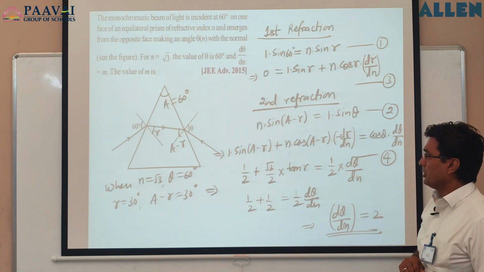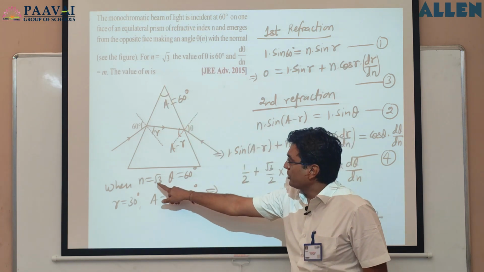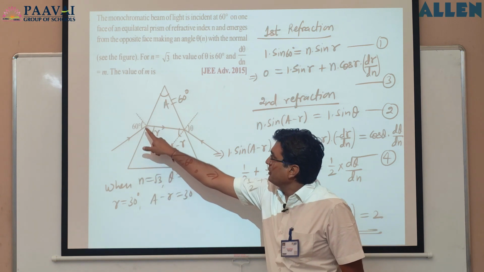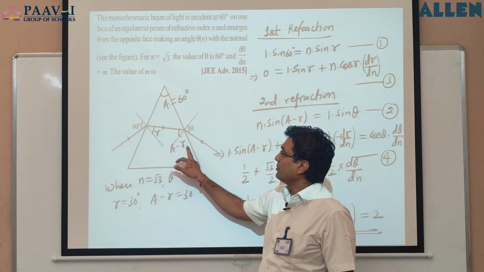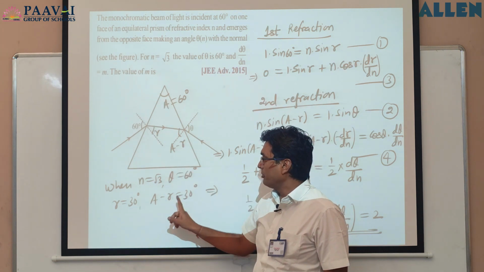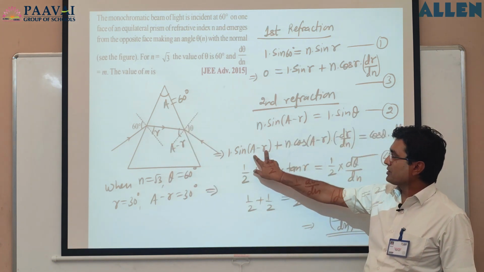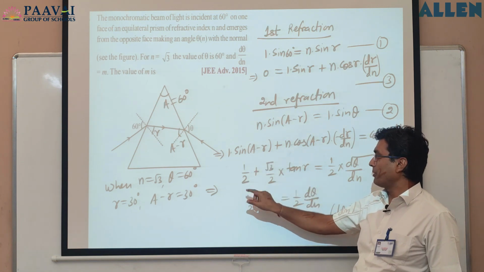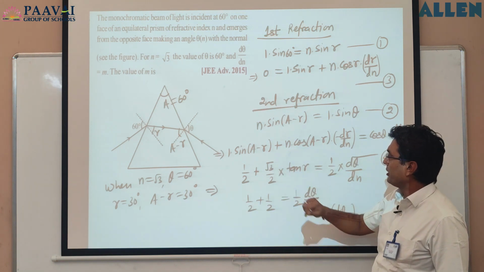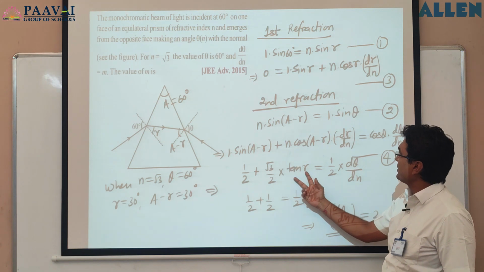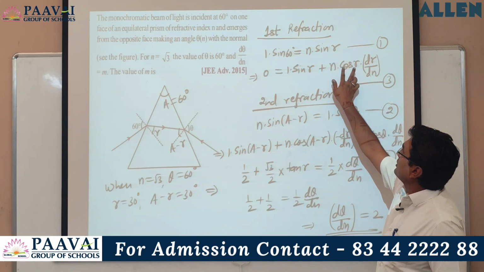As you can see in the question, it is given that for n equal to root 3 and theta equal to 60 degrees, the angle of incidence and angle of emergence are both equal, so the angles r and A minus r will both be equal. If both are equal, both will be 30 degrees, because the sum of these two is 60 degrees. So, when you put all the values here, my first term sin of A minus r is sin 30 degrees, which is 1 by 2, plus n, I have written, cos of A minus r, which is cos 30 degrees, root 3 by 2, into tan r. Where this tan r has come from: n into dr by dn minus dr by dn is nothing but tan r.